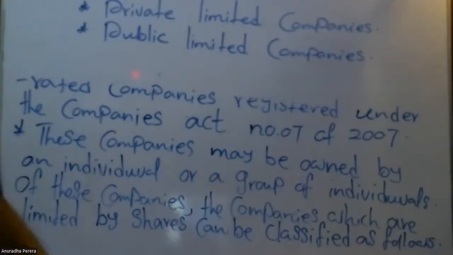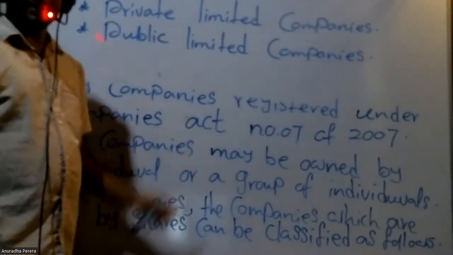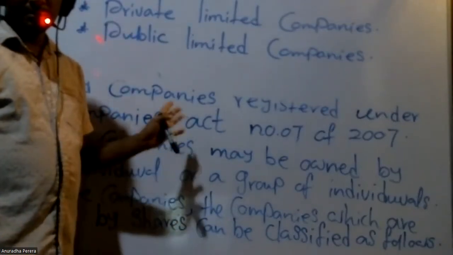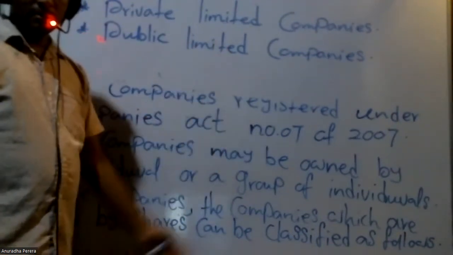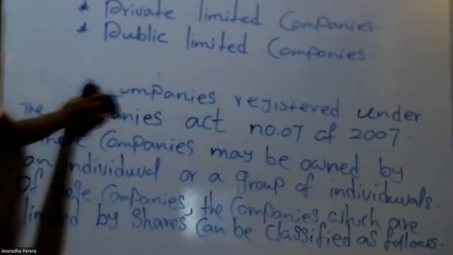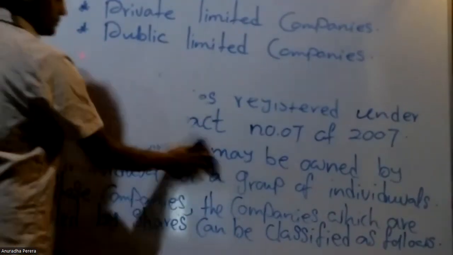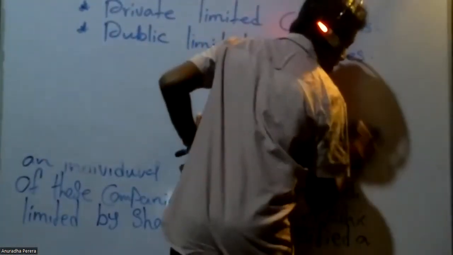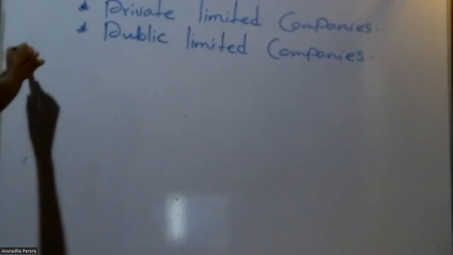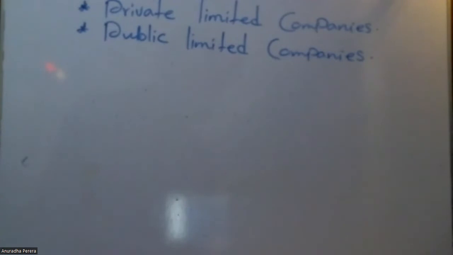Right. I'll erase the bottom part. Children, have you finished writing those below? Shalini, have you completed this? Yes, sir. Right. Write down: public limited companies.